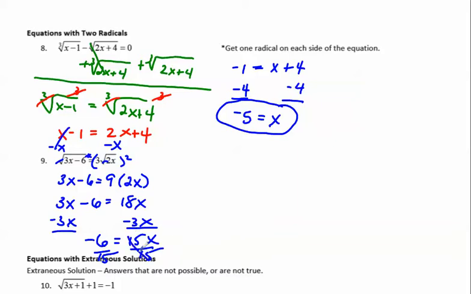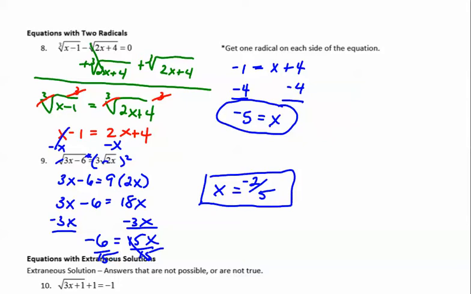So -6 over 15, that actually simplifies if you divide the numerator and denominator by 3 to -2/5. Another way you can get that answer is divide on your calculator, -6 divided by 15, and then press math fraction.